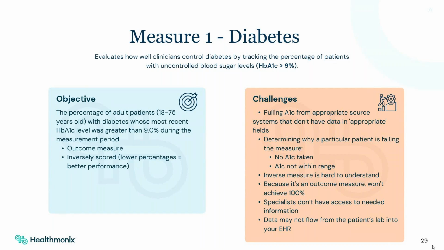So for measure number 1, which is your A1C, that's the percentage of adult patients 18 to 75 with diabetes. It's an outcome measure and it is inversely scored, so the lower the number, the better the performance. Some of the challenges: pulling A1Cs from the appropriate source systems.